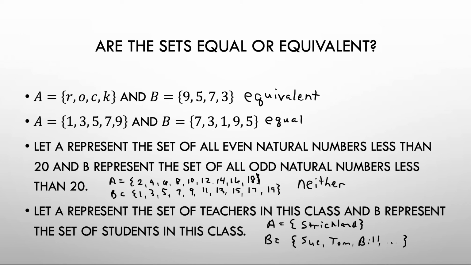So what about these two sets? Are they equal? Are they equivalent? Equivalent would mean that they have the same number of elements. In the teacher set, there's just one. In the student set, there's many more than one. So they are not equivalent. Are they equal? Do they have the same exact elements? No, they don't. So this is also an example of one that is neither equal or equivalent.